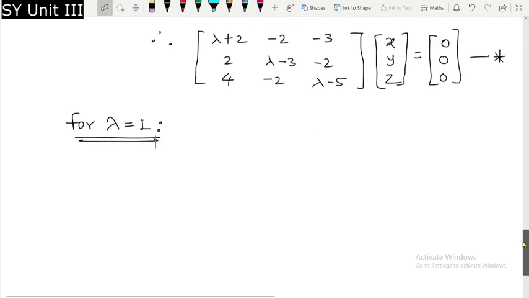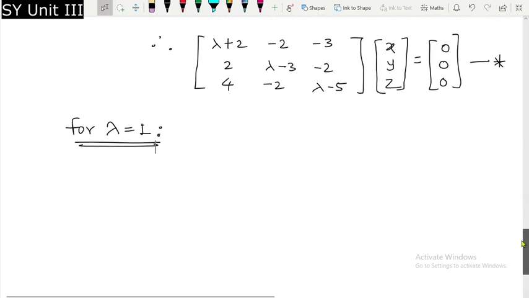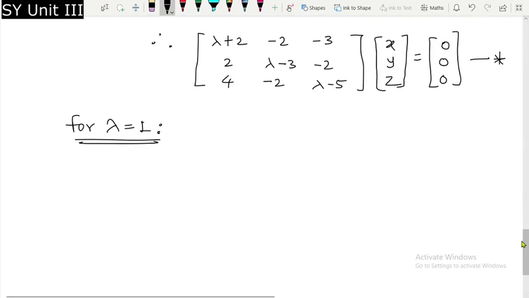Now we will find the eigenvector corresponding to each eigenvalue. So for lambda equal to 1, I will put lambda equal to 1 in star. Now as told yesterday, since all the eigenvalues are distinct, we can use Cramer's rule for each eigenvalue. So 1, 2 and 3, isn't it? None of the eigenvalues is repeated. It means the multiplicity of each eigenvalue is 1.